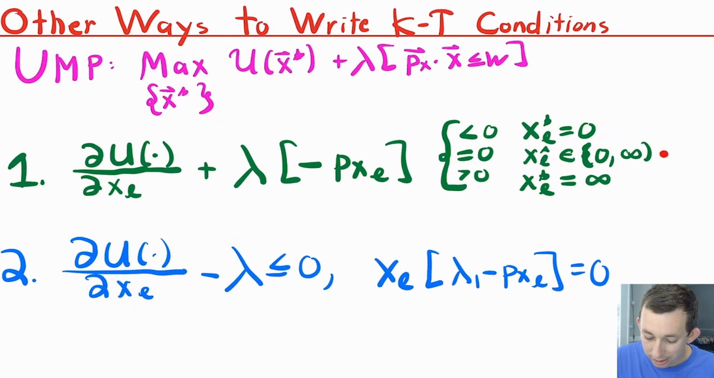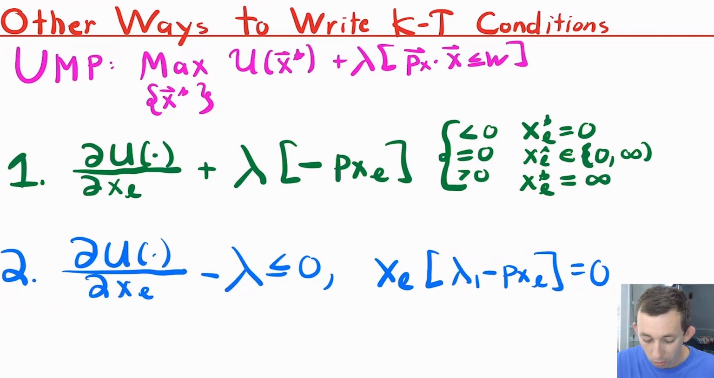It's equal to 0 if you have an interior solution. And if the first order condition is greater than 0, then your optimal amount of that good is infinity. The other way you can write it, where your first order condition minus lambda must be less than or equal to 0, and the amount you buy, x_l star, times the Lagrangian minus the derivative of the constraint with respect to that good equals 0, which says that either your x_l is equal to 0 and lambda 1 minus p_xl is not equal to 0, or this is not equal to 0 and this guy is equal to 0.